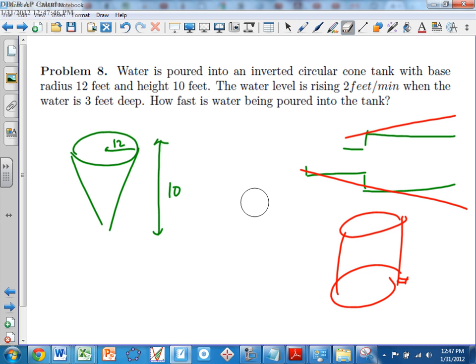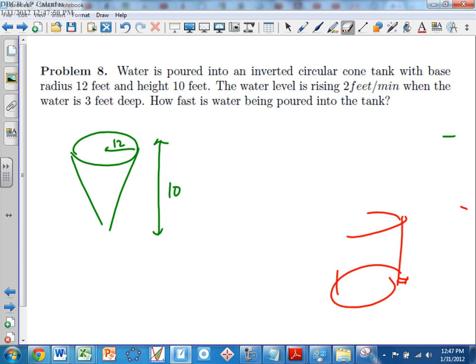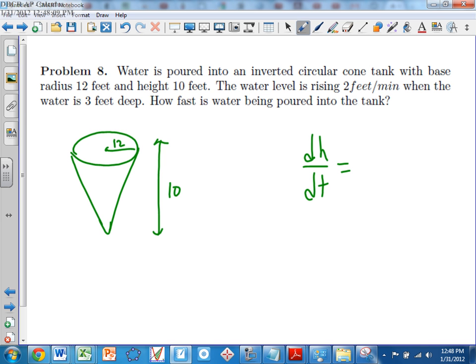We have a 12-foot radius, 10-foot height. The water level is rising. Somebody raise their hand and tell me what they think this is. The water level is rising. I'm going to call on you, though. Don't just raise your hand. Talk. Oh, the height over dx. Good. dt, not x, equals?